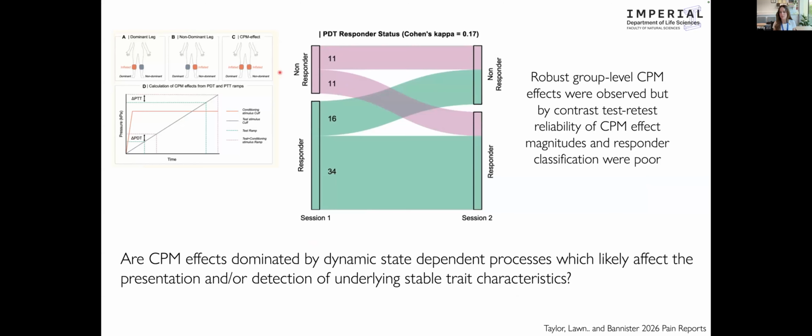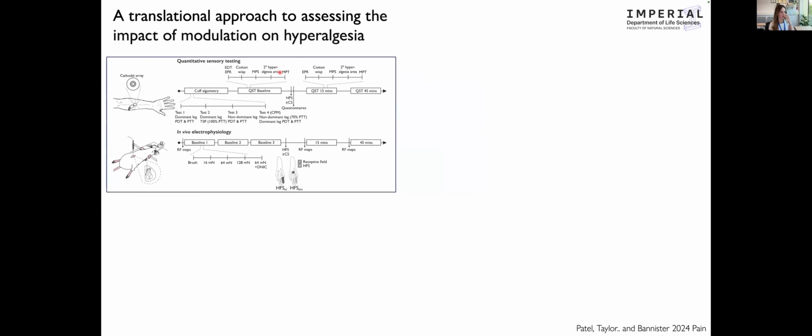Robust group-level CPM effects were observed, but by contrast, on test-retest, the reliability of CPM effect magnitudes and responder classifications was poor. And I think this leads to a really important question when we're applying these tests, whether in an academic experimental setting where there's real value to these tests versus a clinical setting. And that is, are these CPM effects dominated by dynamic, state-dependent processes, which likely affect the presentation and/or detection of underlying stable trait characteristics?